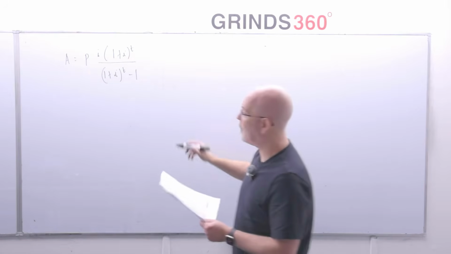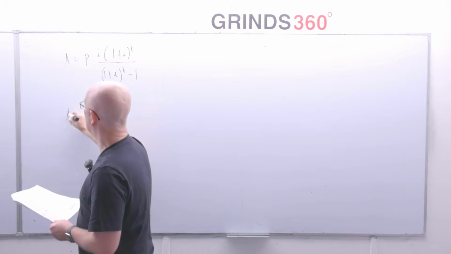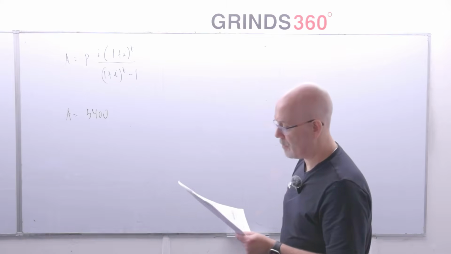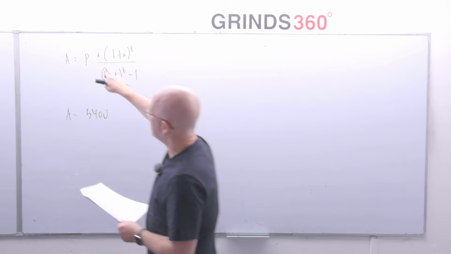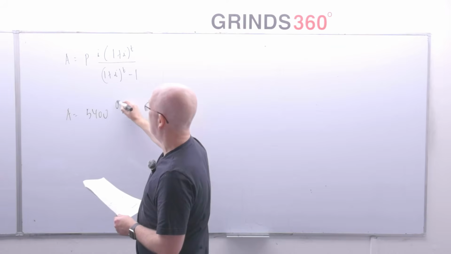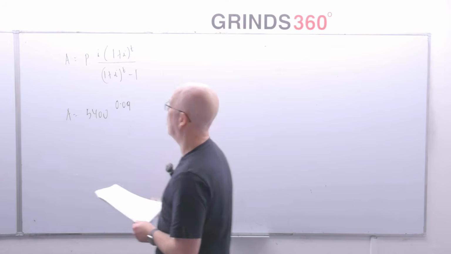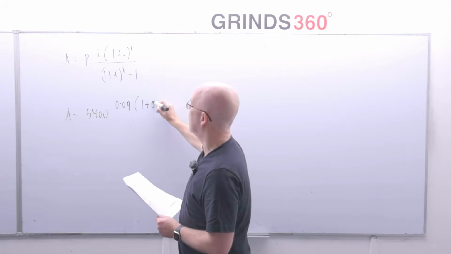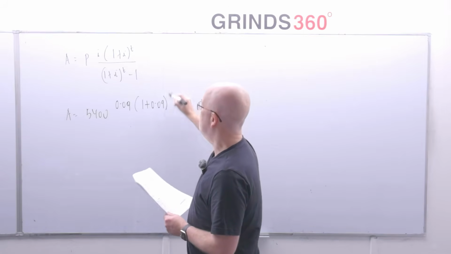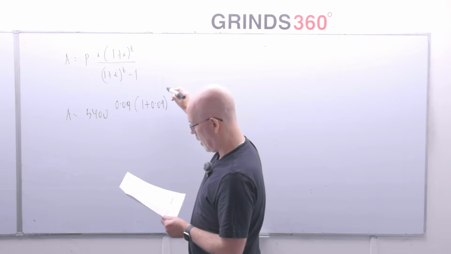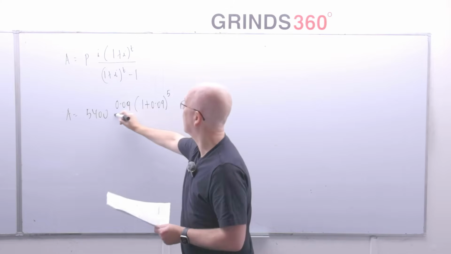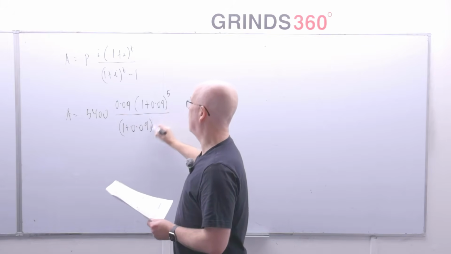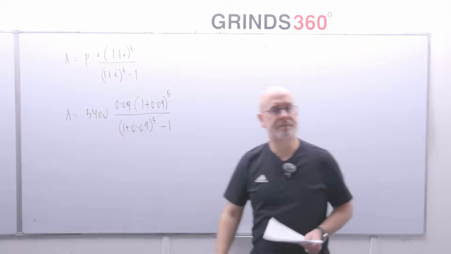So in this case, to find A, we just say A is equal to, well, the amount he borrowed, P, is 5,400. Remember, I is the interest rate as a decimal, so 9% is 0.09. Divide 9 by 100. 1 plus I is 1 plus 0.09, to the power of T. It's every year for 5 years, so T is 5. Then it's 1 plus I, 1 plus 0.09, to the power of 5, minus 1.